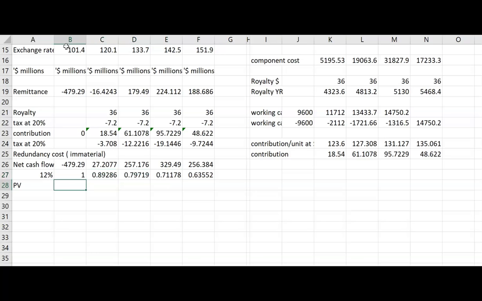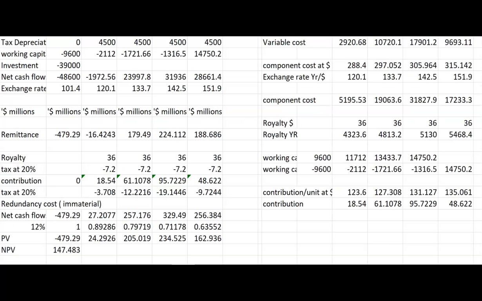The present value will be, and now calculate the NPV. Sum of all these cash flows will be NPV. It is 147 million. So answer is 147.48 million. That means we will accept the project.